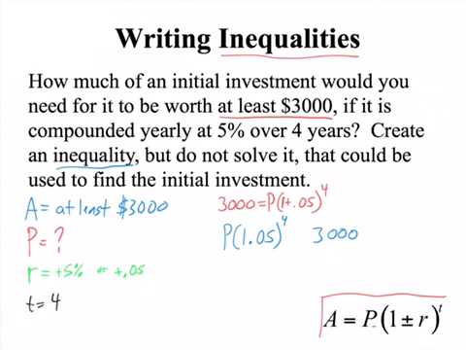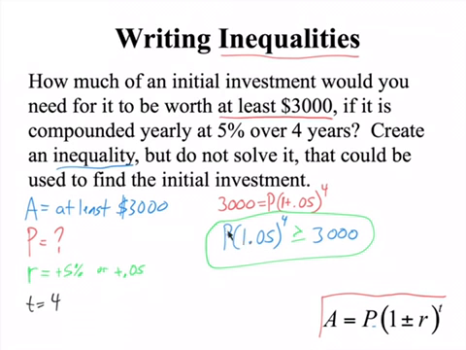If it's at least 3,000, isn't 3,000 the lowest it could be? Aren't we looking for something above 3,000? So to be above 3,000, won't that be that sign? If we're saying at least 3,000, isn't 3,000 the lowest and we're looking for something above it? So that right there is our inequality, which you could solve, even though it says not to. We're not going to solve it.